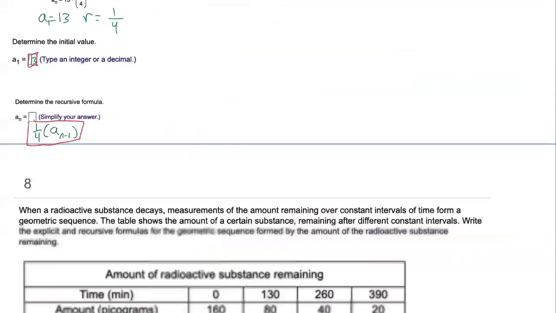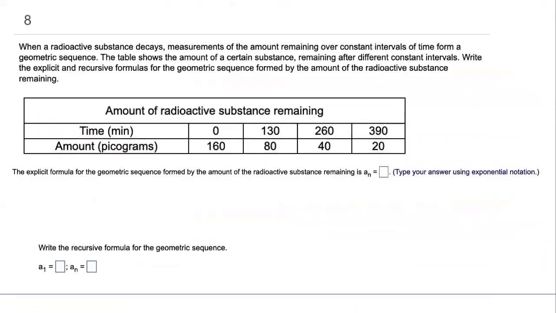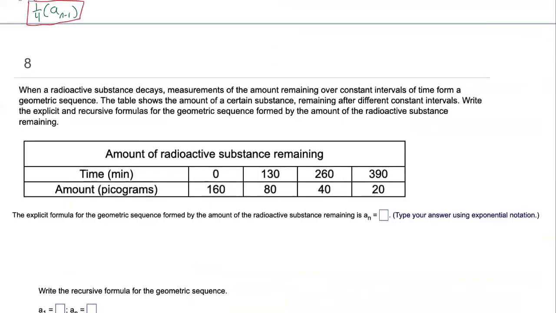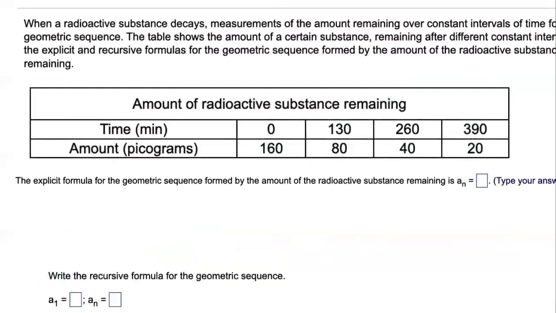Now just know a sub n, a is not capitalized, it is lowercase. Number 8, it's the one in the back that looks exactly like the other one before. So it's just another practice. It wants you to write the explicit formula according to the amount of radioactive substance remaining. So in this case, what is the first term in my sequence? Because I need it for my formula. What number am I starting with? 160. How do I find the common ratio?